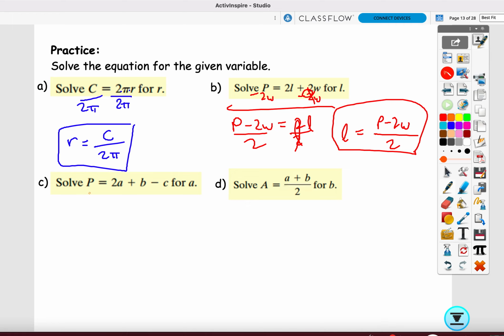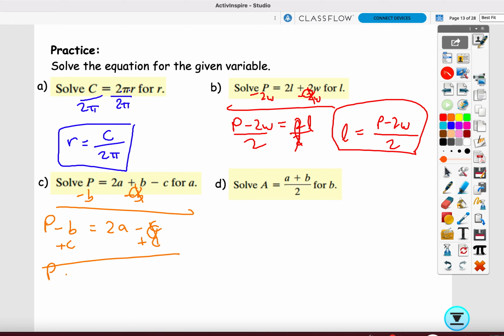Then we have over here P, C. P equals 2A plus B minus C for A. So we want to move all of this and get A by itself. So first, let's go ahead and move B by subtracting it. So then we get P minus B equals 2A minus C. To get A by itself, we're going to go ahead and add C now.